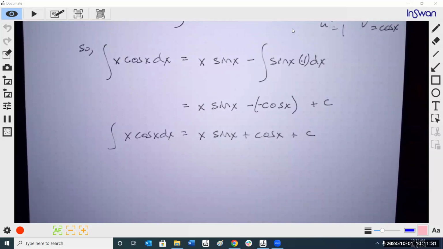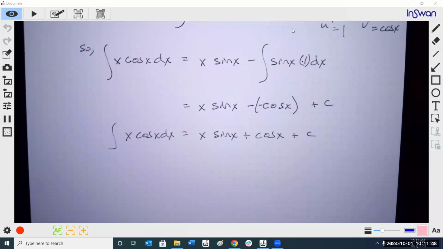And so yeah, it all depends on how you choose u and v. If you choose it incorrectly, if we chose the integral to be x, then both of them will go on forever. None of them would ever terminate.